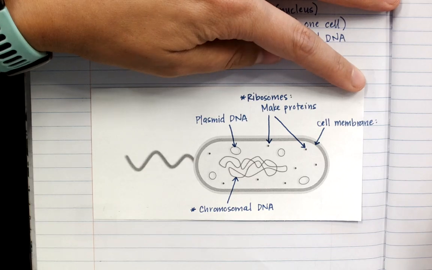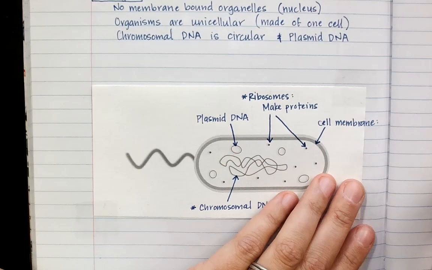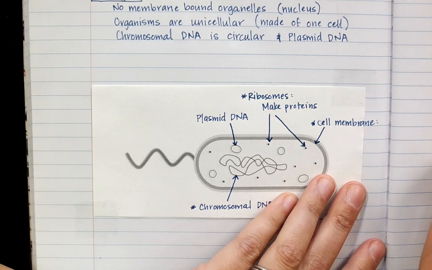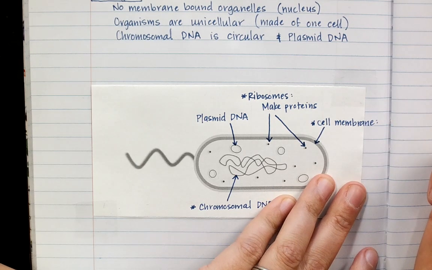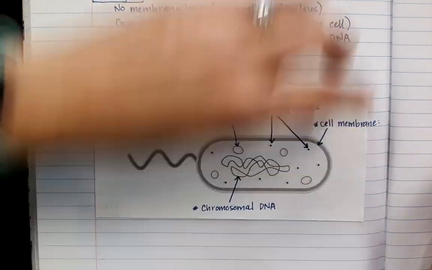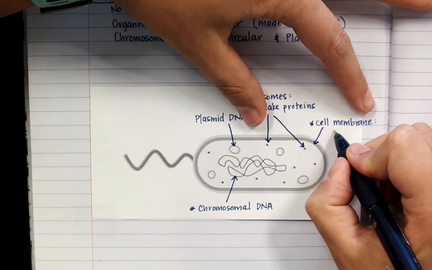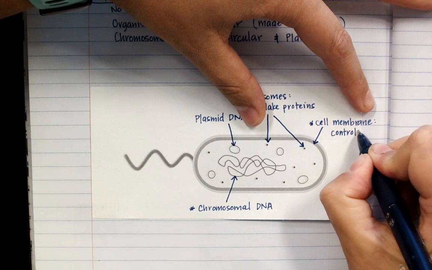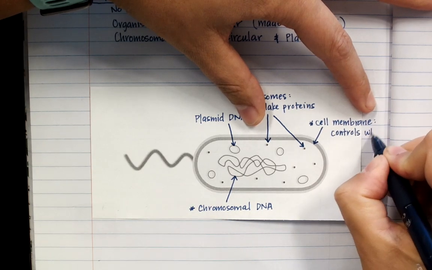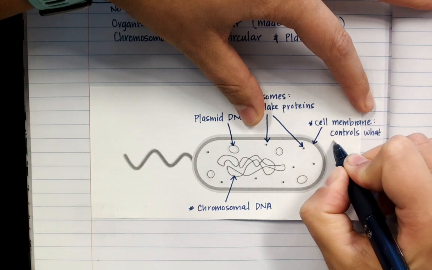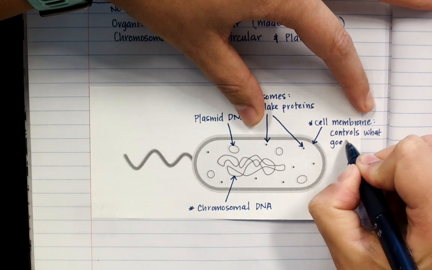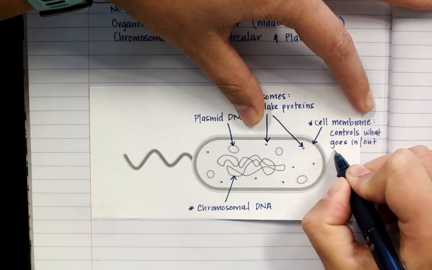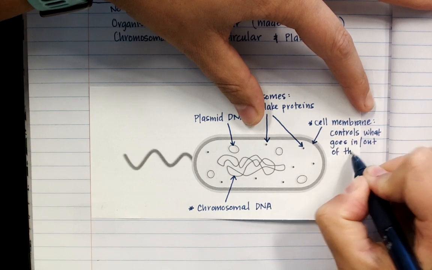Now, my cell membrane has a specific job. All cells have a cell membrane, so let's give it that star. And the job is the same for all cells. The cell membrane controls what goes into and out of the cell. It's kind of like a gatekeeper. So it controls what goes in and out of the cell.